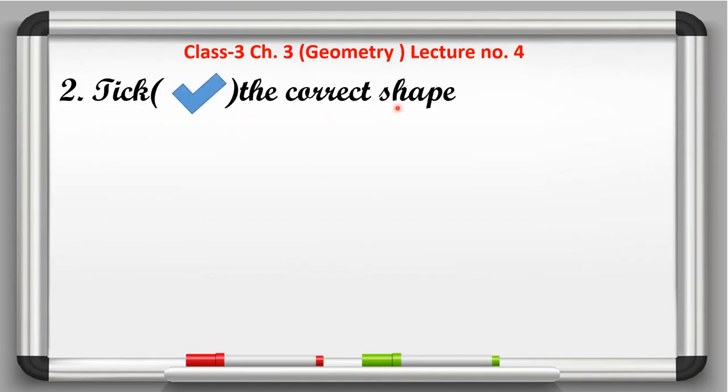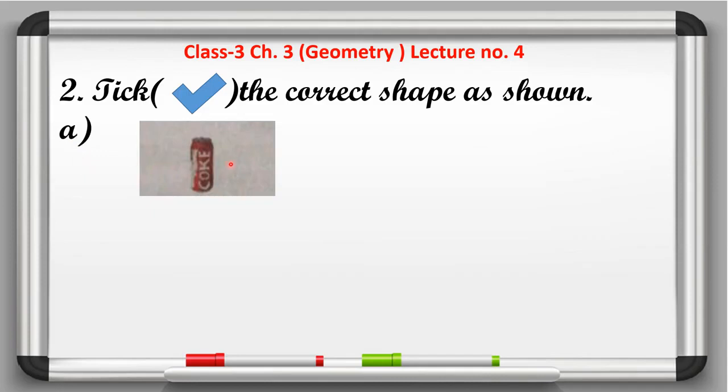Now question number 2. Take the correct shape as shown. So here in A part we have to see that which shape is given to us, and then we have to tick. We have two options here and we have to tick the correct option. So here the options are cylinder or cone. So first we will see this object, and this is Coke can. Okay, so what is the shape of this? That is cylinder. So here we will tick cylinder.